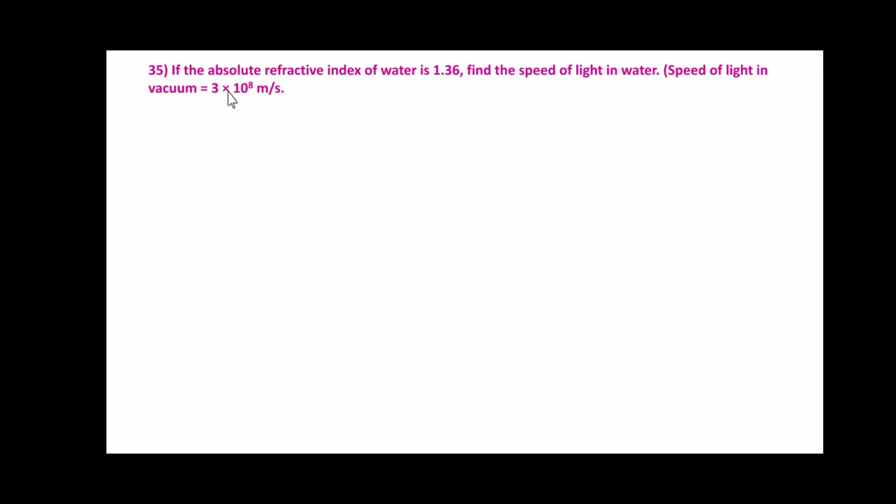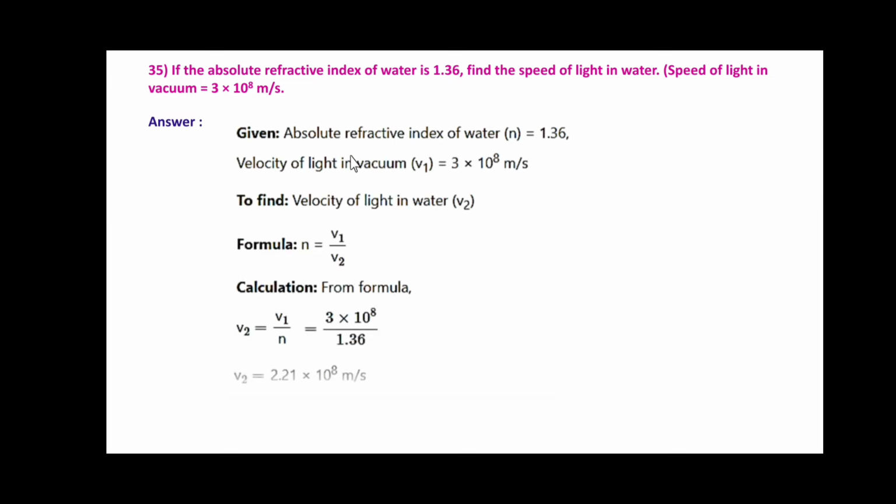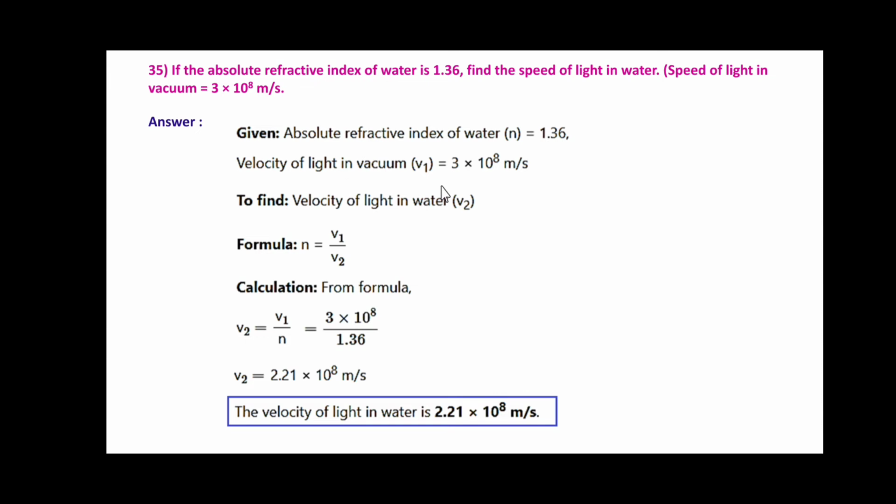35. If the absolute refractive index of water is 1.36, find the speed of light in water. Speed of light in vacuum is equal to 3 into 10 to the power 8 meter per second. Here given things are absolute refractive index of the water n is equal to 1.36 and velocity of light in vacuum v1 is equal to 3 into 10 to the power 8 meter per second, and you have to find out the velocity of light in water v2.